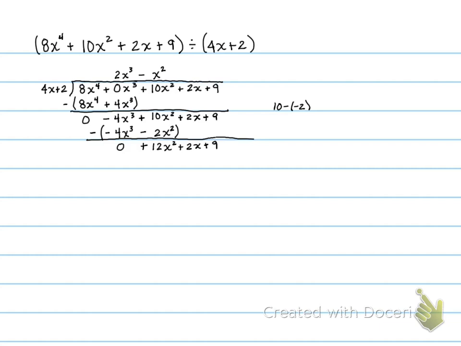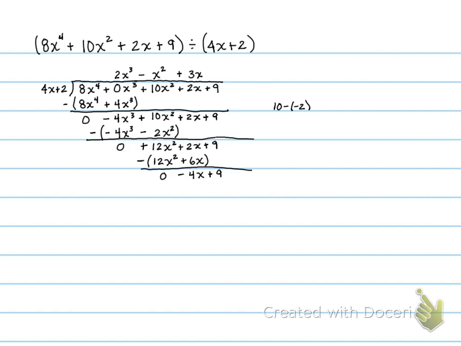Okay, so then what do we have to multiply 4x by to get 12x squared? 3x. Yep. So positive 3x. So that gives me 12x squared, and then a positive 6x. So when we subtract, we have 12x squared minus 12x squared, which is 0. And then 2x minus 6x is going to be a negative 4x. And then plus 9.